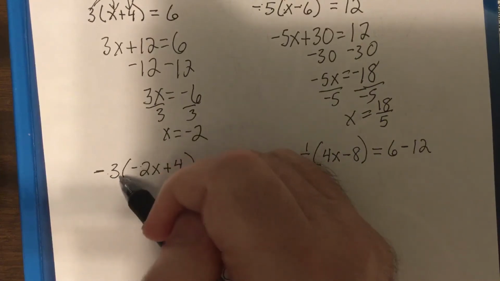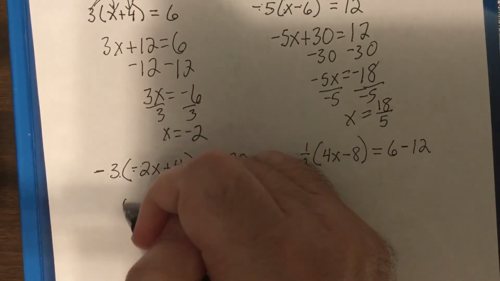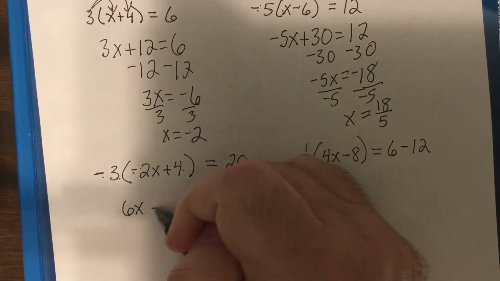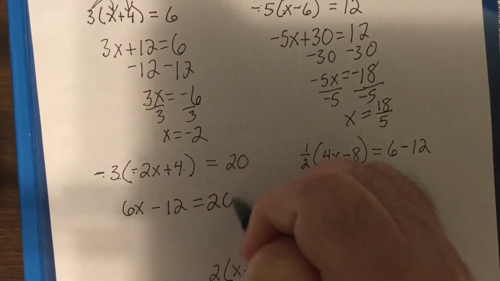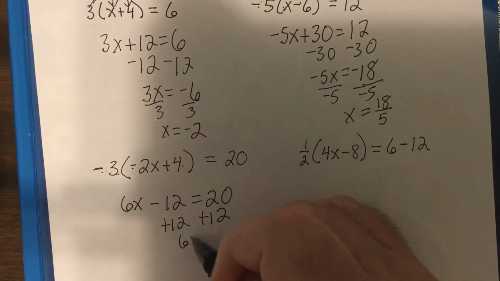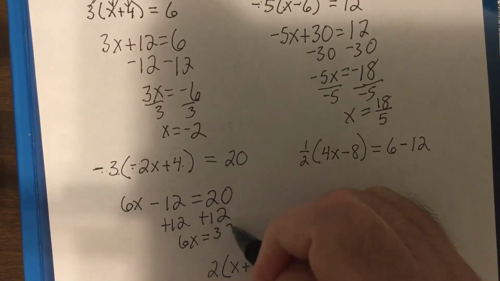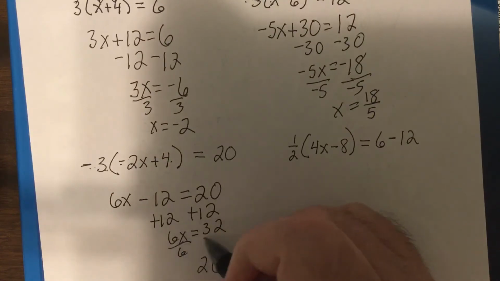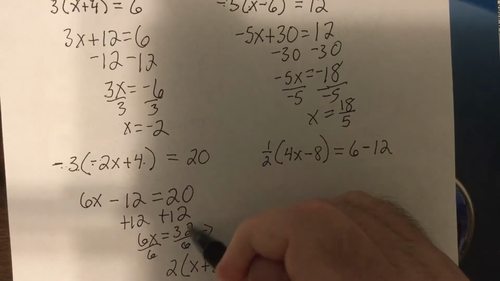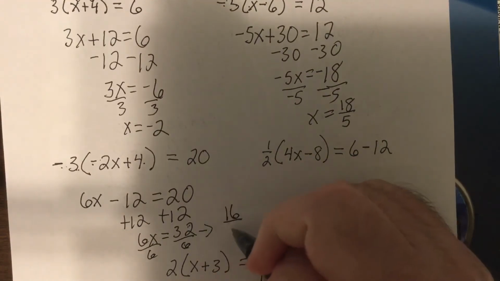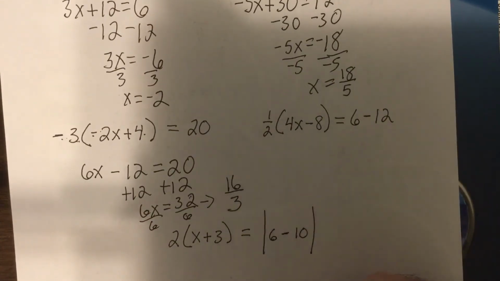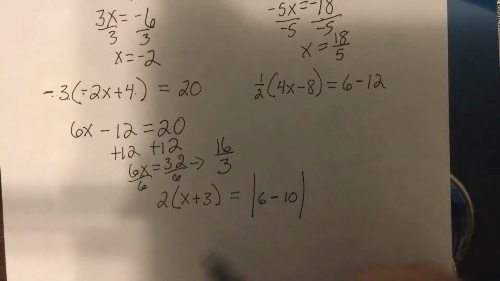Distribute. Negative 3 times minus 2 would be positive 6x. Minus 3 times positive 4 is minus 12. Add 12 to both sides. So it'll be 6x equals 32. And then divide by 6. Now you are supposed to reduce. 2 goes into both, so this would be 16 over 3. But it's okay they have the bigger number on the top. I don't care.